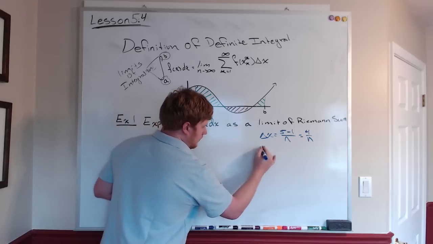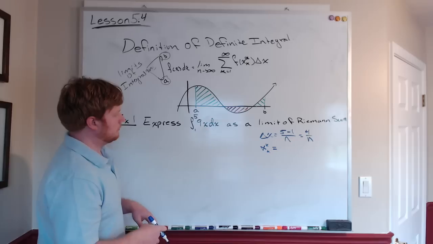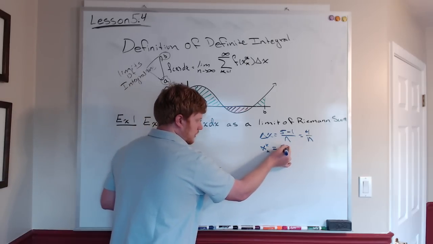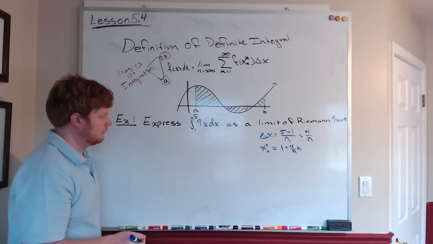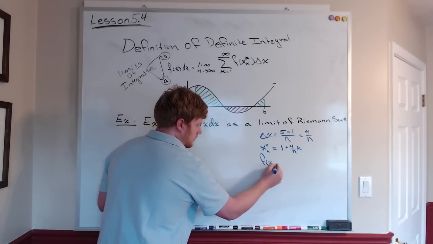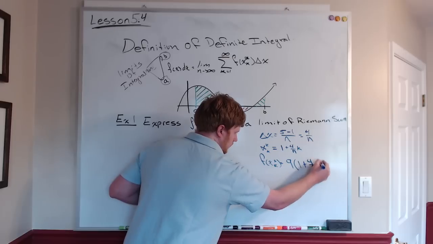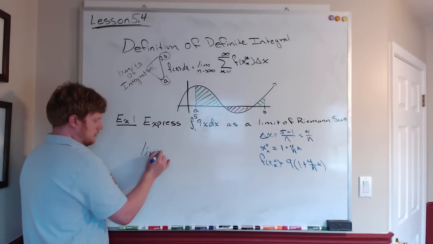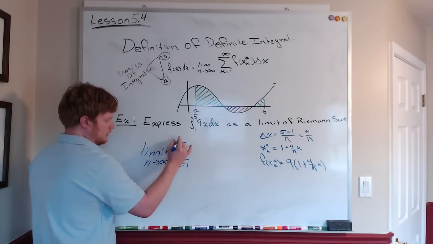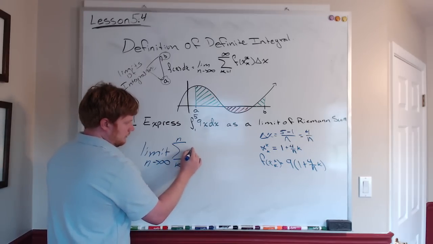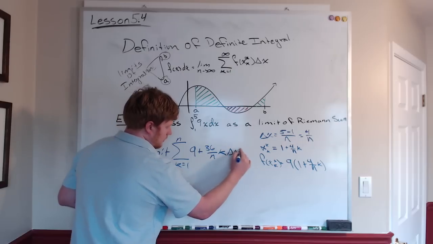Okay, and then let's see, x sub k star is, let's just say we start at 1 and we add 4 over n every k. Okay. Then f of x sub k star is 9 times 1 plus 4 over n k. So my limit as n goes to infinity is the sum from k equals 1 to n of 9 plus 36 over n k, times delta x.